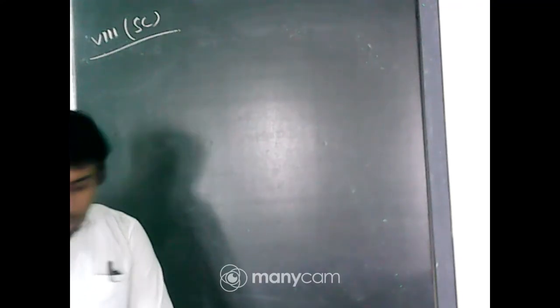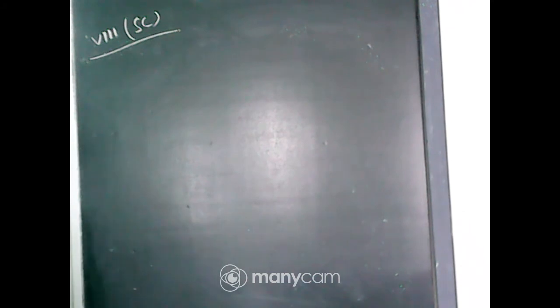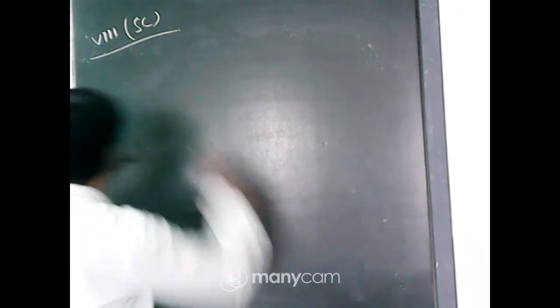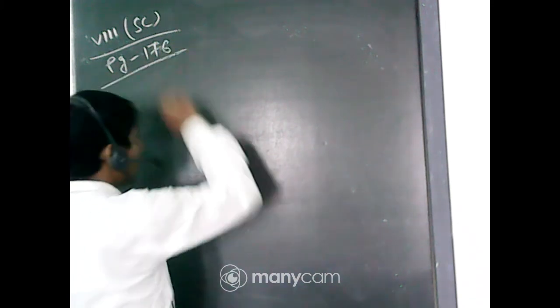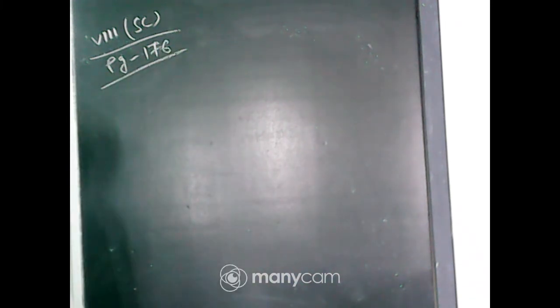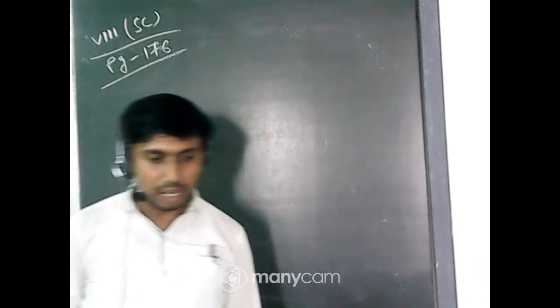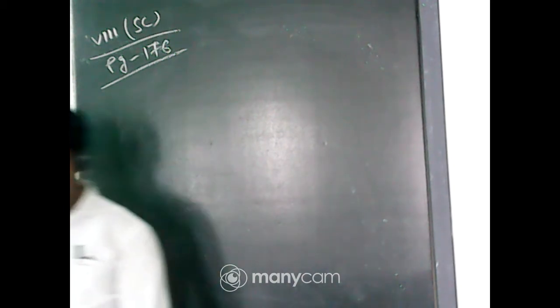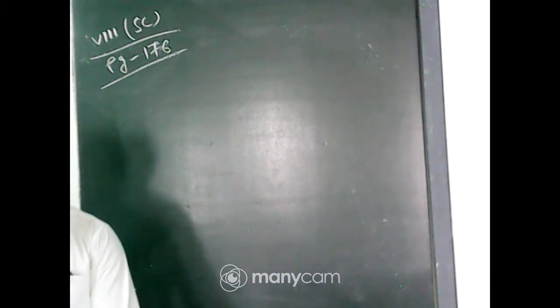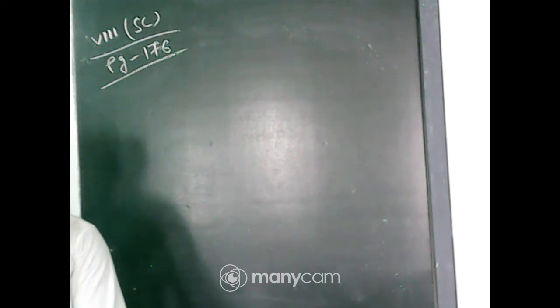So open page number 176. Page number 176. The title is Chemical Effects of Electric Current. Before the activity 14.6 in the section 14.2.